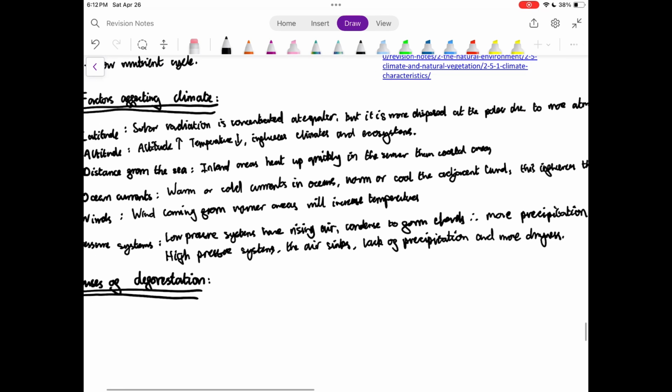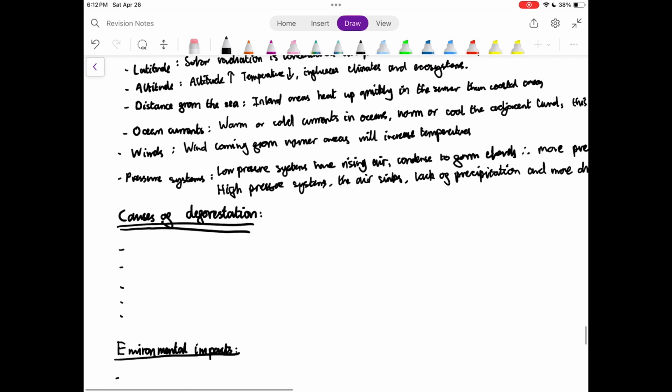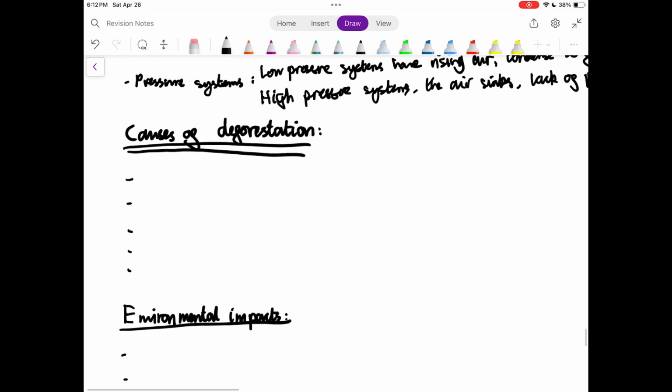Okay, so now we're going to be looking at the causes of deforestation. So the first cause you need to know is industrialization. And this is because land needs to be cleared in order for development of industrial estates. So therefore, trees will need to be chopped down, which therefore causes deforestation.